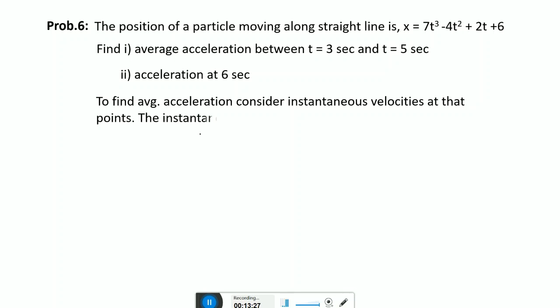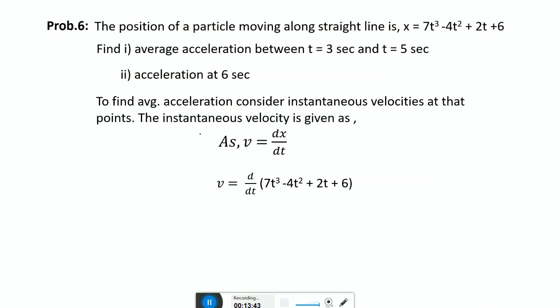We know that to find average acceleration, consider instantaneous velocities at those points, and it is given as v is equal to dx by dt. We know value of x, so we get v is equal to d by dt of 7t cube minus 4t square plus 2t plus 6. We get v is equal to 21t square minus 8t plus 2.